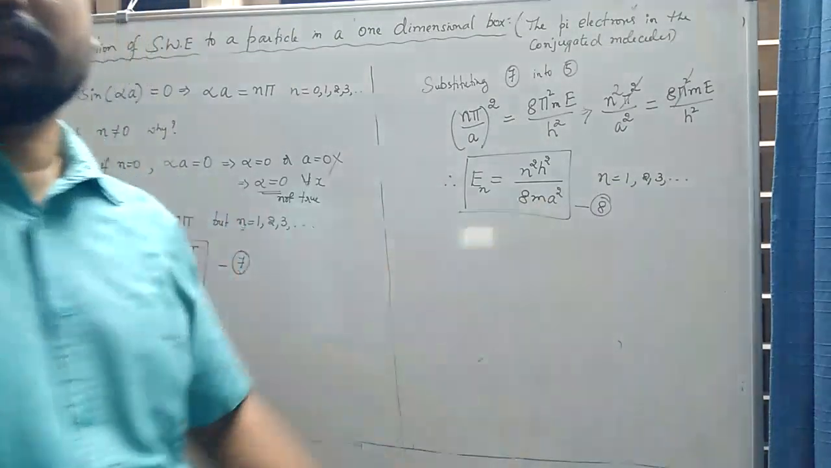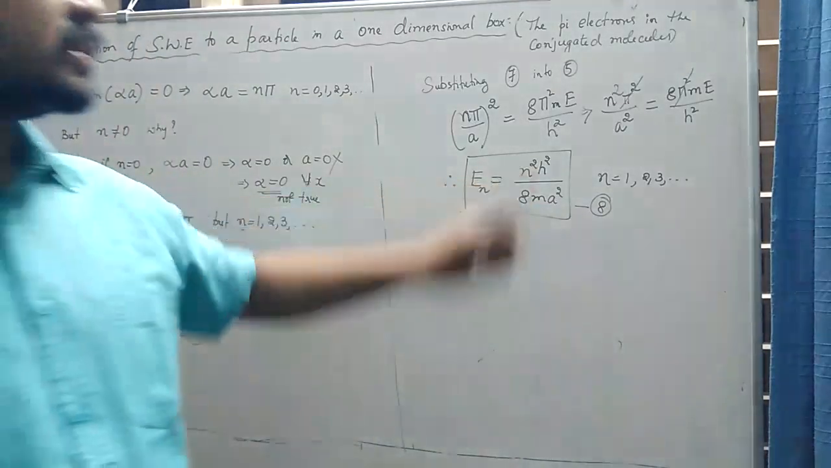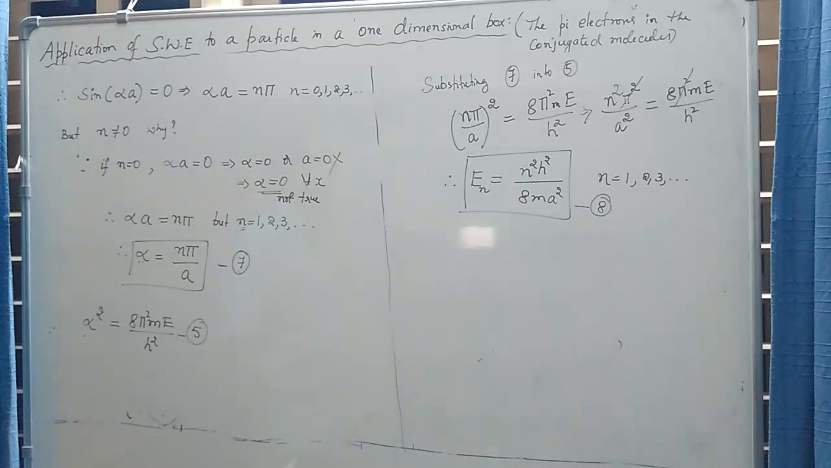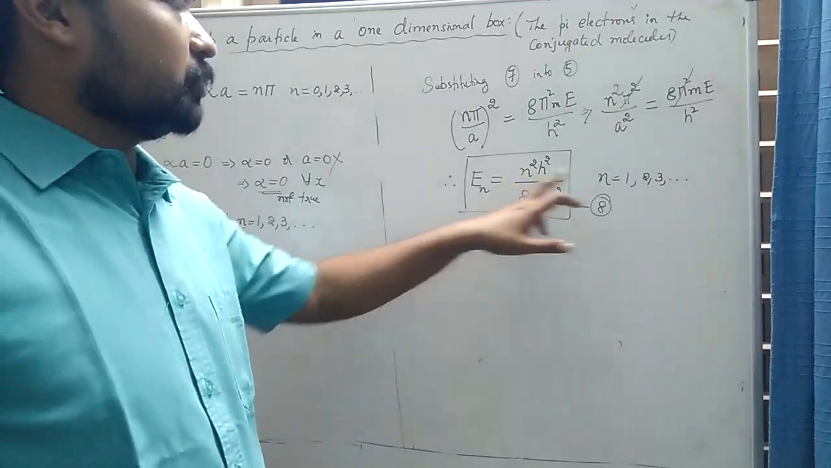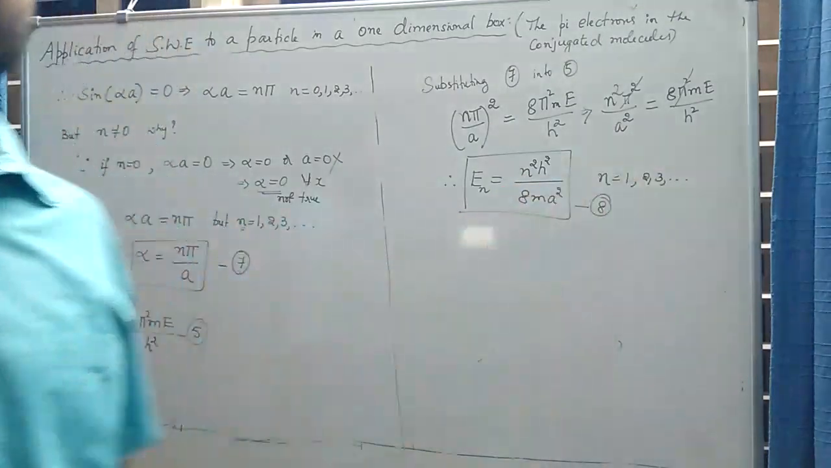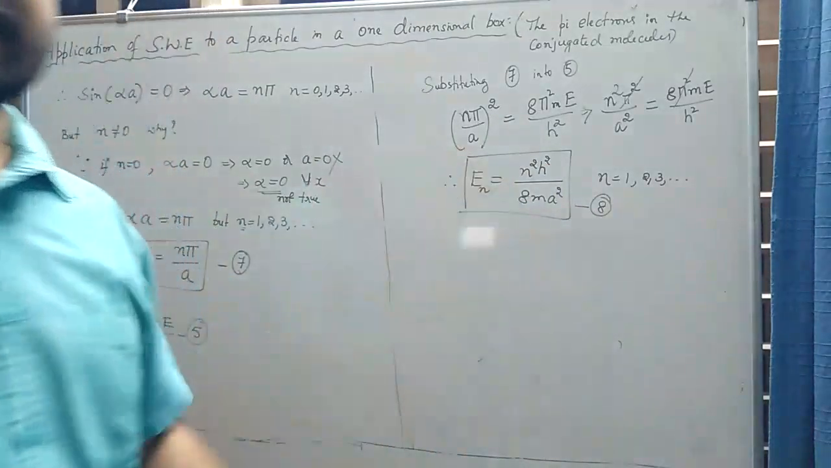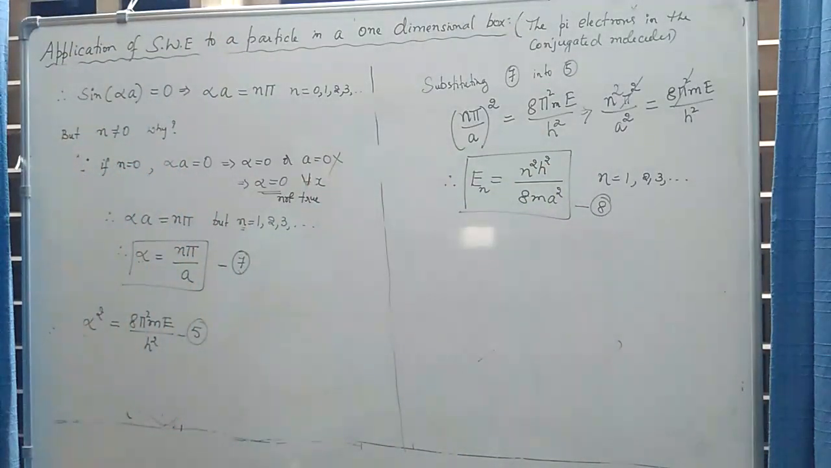M represents the mass of the particle. n is called a quantum number. What a quantum number is, we will discuss later. You have already studied what a quantum number is in your PU classes. So n represents a quantum number which is restricted to take integral values, and h is Planck's constant. So this is the expression for the energy of the particle trapped in the one-dimensional box.